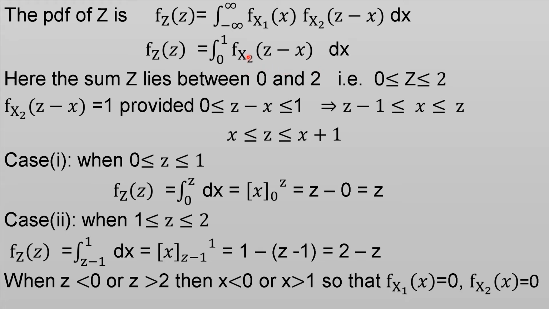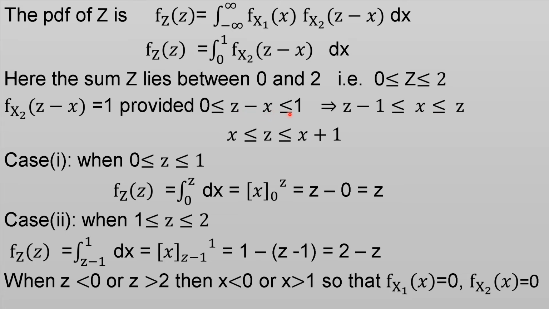And see that the probability density function fx2 of x is 1 for all x between 0 and 1. Now it is not fx2 of x but fx2 of z minus x. So instead of x it is z minus x. fx2 of x is 1 for all x between 0 and 1. So this fx2 of z minus x will be 1 for all z minus x values between 0 and 1. That means z minus x is greater than or equal to 0, which means x will be less than or equal to z.